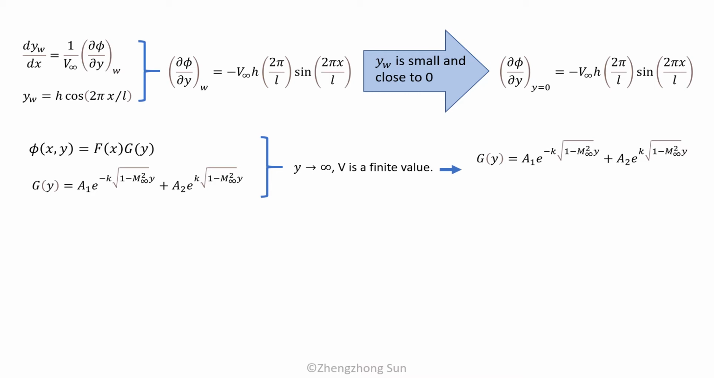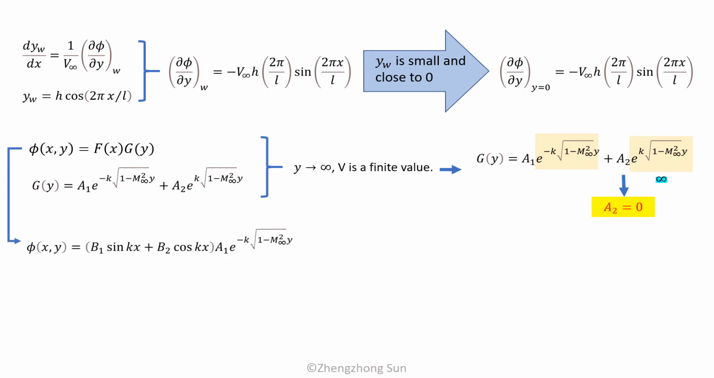So now let's look at the second part on the right hand side. If y goes to infinity, we assume k is a positive number. And then the second term on the right hand side goes to infinity, and so this violates boundary condition 1. So that means a2 should be 0. So then we don't have the problem of going to infinity. Okay, so then phi(x,y) can be rewritten. Yeah. So now we do the partial phi partial y for phi(x,y).